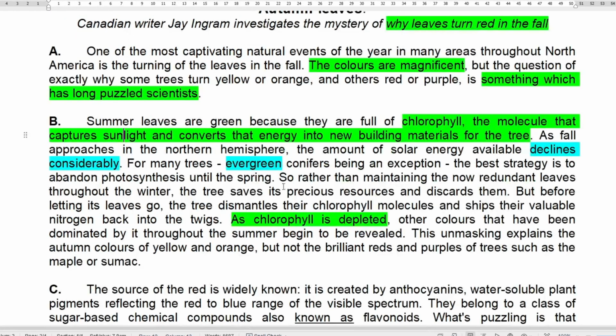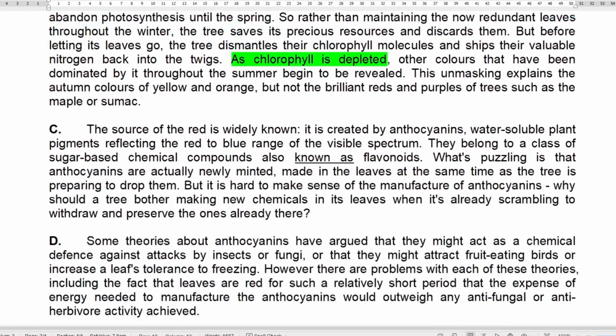Now, substance responsible. Alright, we will read paragraph C. The source of the red is widely known. Alright, so the widely known red coloration, I want to take that. It is created by anthocyanins, water-soluble plant pigments reflecting the red to blue range of the visible spectrum. They belong to a class of sugar-based chemical compounds also known as flavonoids. So the phrase "also known as" is mostly used for technical terms, but not always.